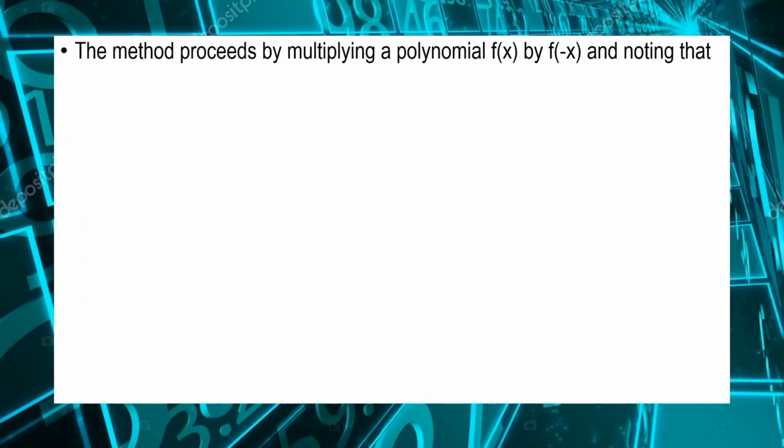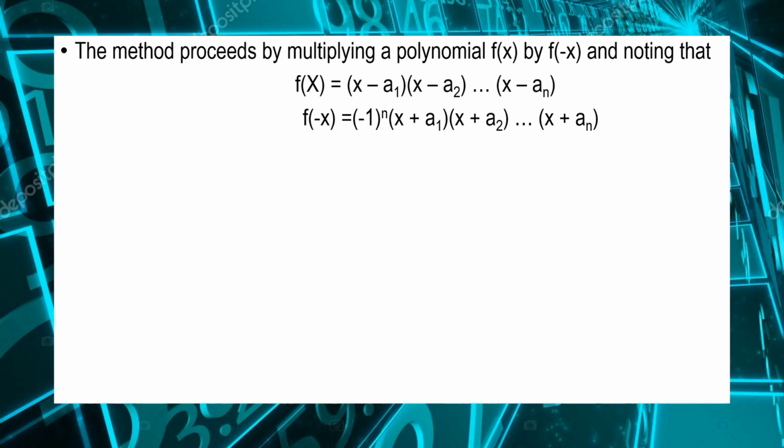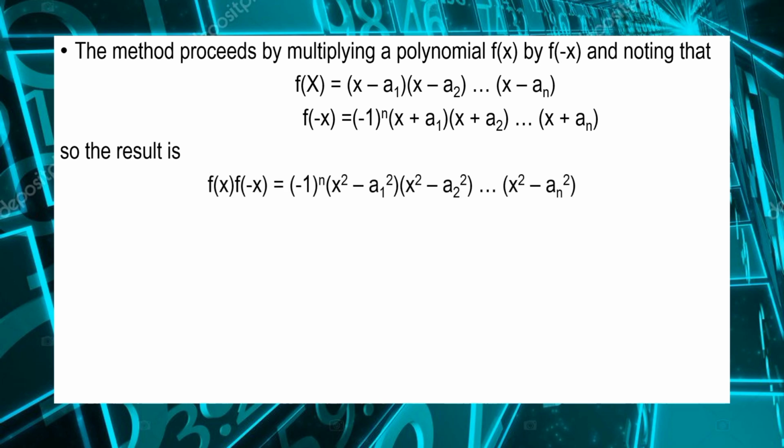The method proceeds by multiplying a polynomial f of x by f of negative x and noting that f of x is equal to x minus a sub 1 times x minus a sub 2 and so on until x minus a sub n, while f of negative x is equal to negative 1 raised to n multiplied by x plus a sub 1 times x plus a sub 2 and so on until x plus a sub n. So the result of this multiplication is negative 1 raised to n multiplied by x squared minus a sub 1 squared times x squared minus a sub 2 squared until x squared minus a sub n squared.